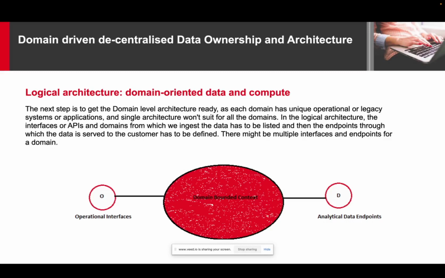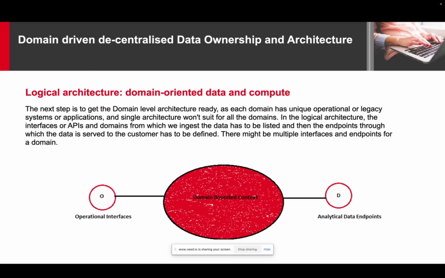So this is a simple diagram where the red colored box is called a domain, and on the left side you will be having an O circle, right? Whatever the interface is, it will be denoted by O, and endpoints are denoted by D.